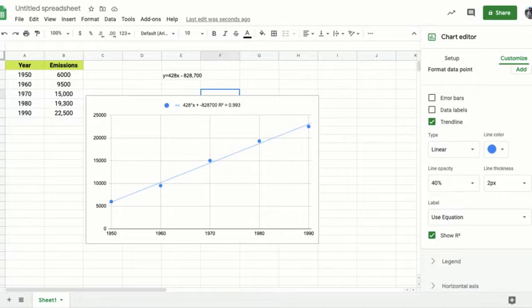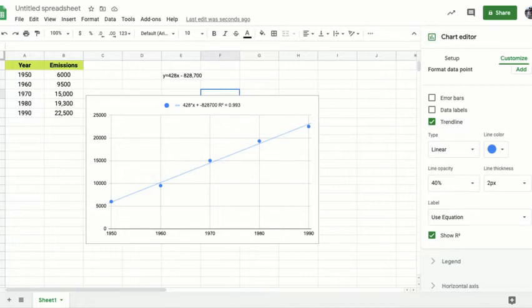And what that means in the context of this problem is that each year, the amount of carbon dioxide emitted increases by 428 million metric tons. And remember, it's million metric tons because that's what the table showed. And that's in the instructions on the checkup problem. So it increases by 428. So each year, as the years go up, the carbon dioxide emissions increase.